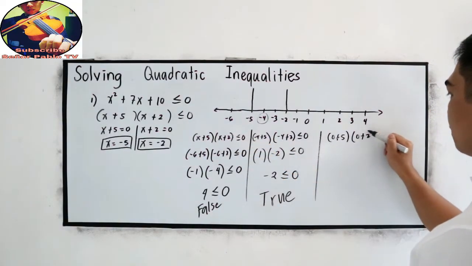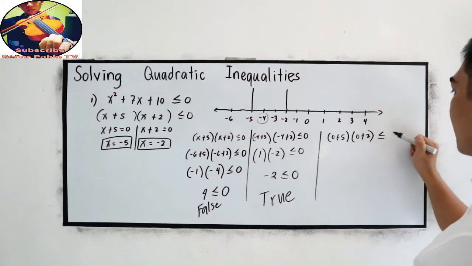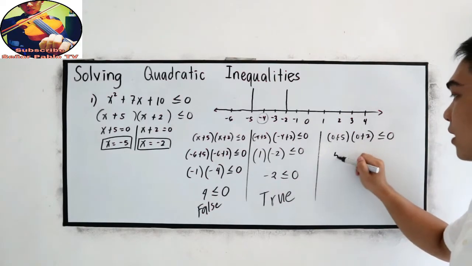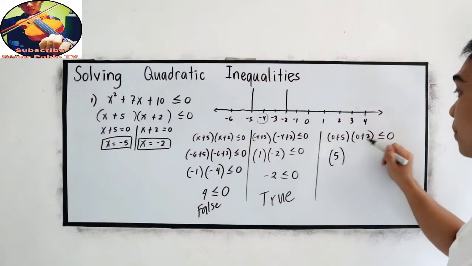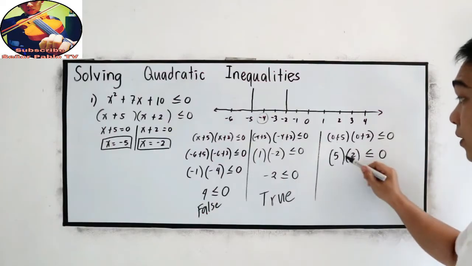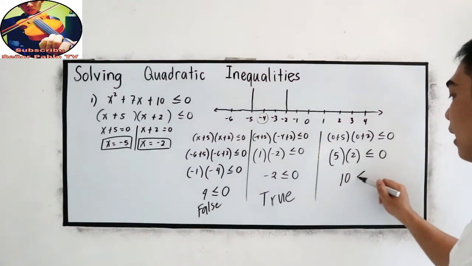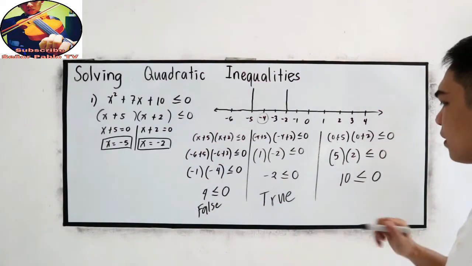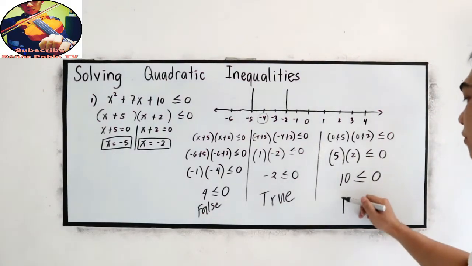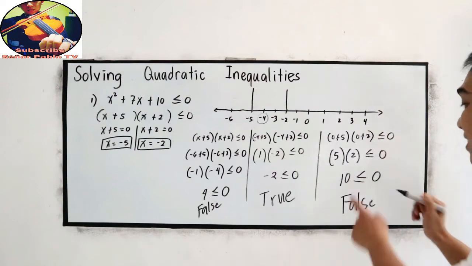0 plus 2 less than or equal to 0. 0 plus 5, that is 5. 0 plus 2, that is 2. Less than or equal to 0. 10 less than or equal to 0. Is it true or false? This is false because 10 is greater than 0.